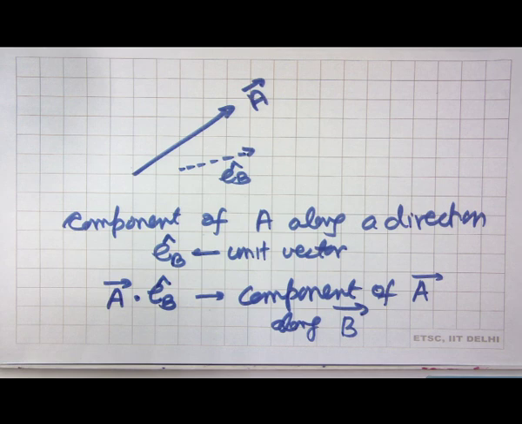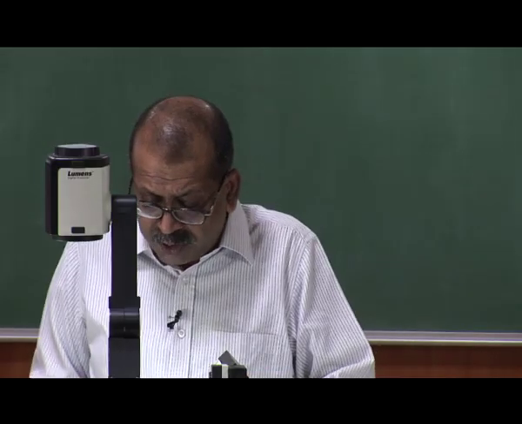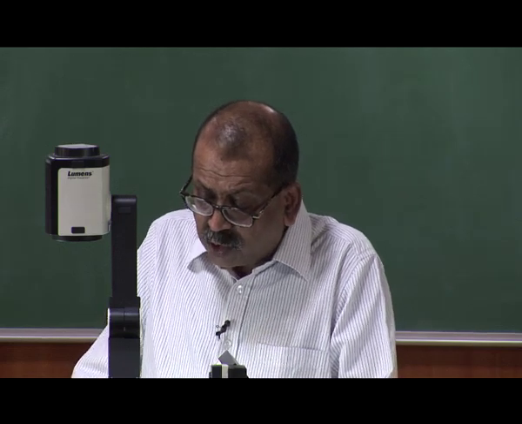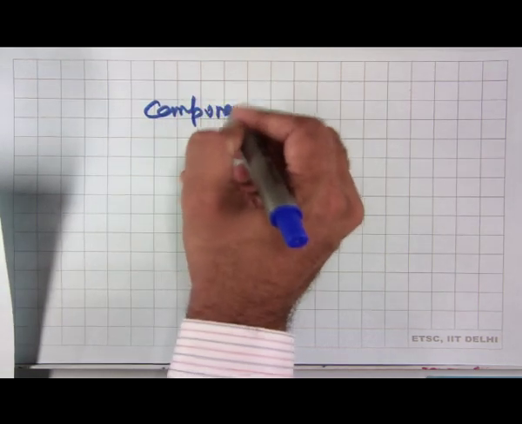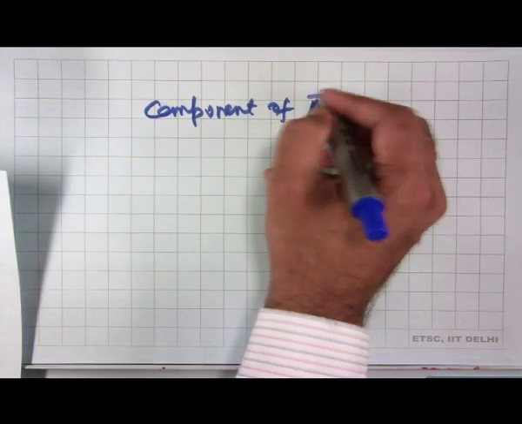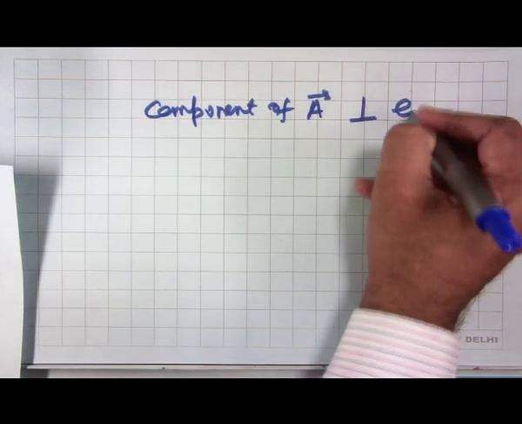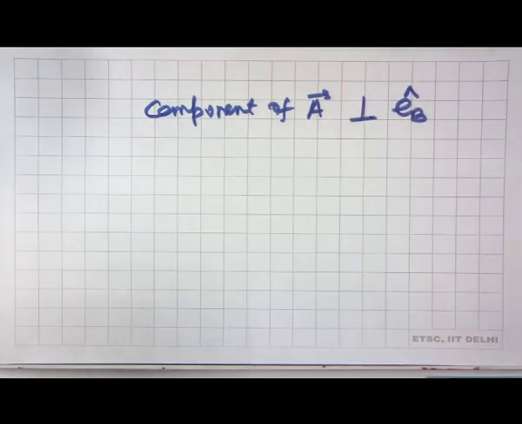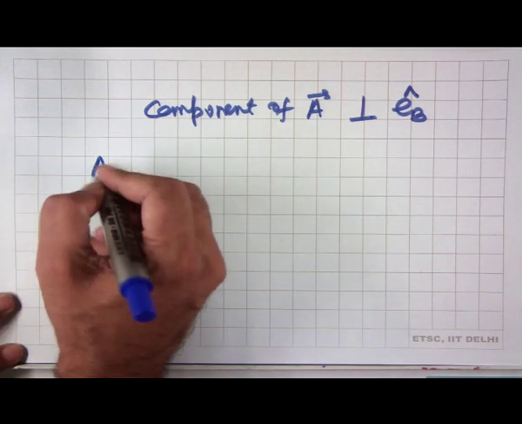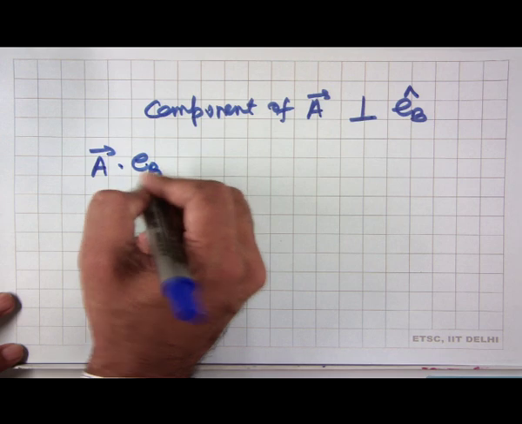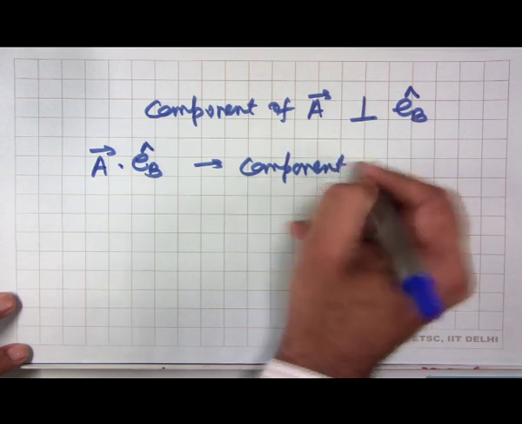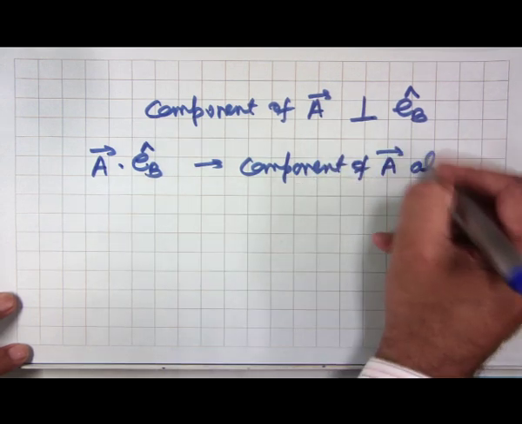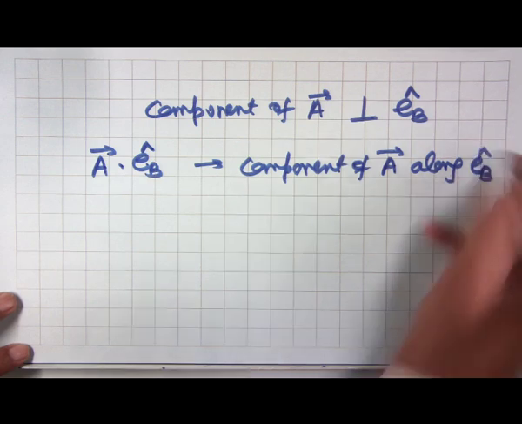Also, in many problems you may need to find the component of A which is perpendicular to EB. So, we may also need to find the component of A perpendicular to EB. In that case, first we take vector A dotted with EB. This will give us the component of A along EB. Now, this is a scalar.